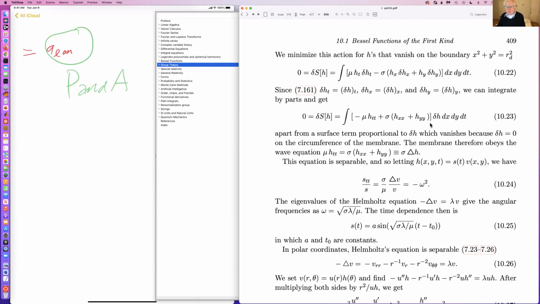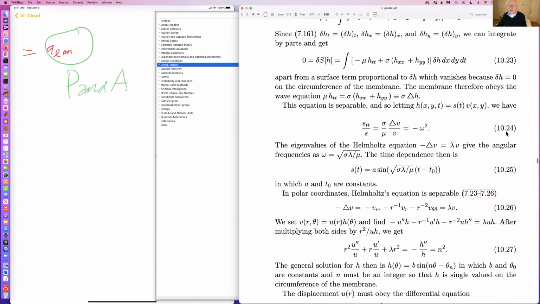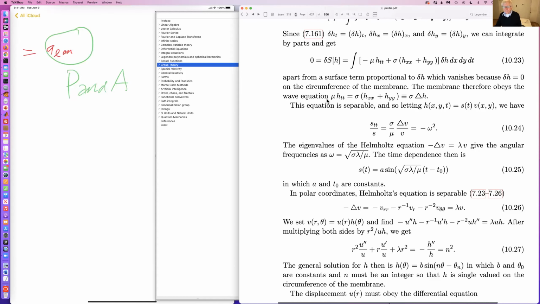And so we integrate by parts, and of course, on the periphery, the circumference of the circle, the edge of the drum, the membrane is tied down. That's how a drum works. And so they all vanish. And what we have left is that this thing in the square brackets has to vanish, and that's the wave equation for the drum. And it says that some mass density times the second time derivative, or the acceleration of the height of the drum, is equal to some constant, a tension factor, times the Laplacian of the height function.